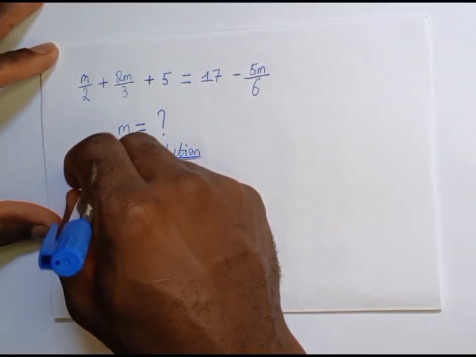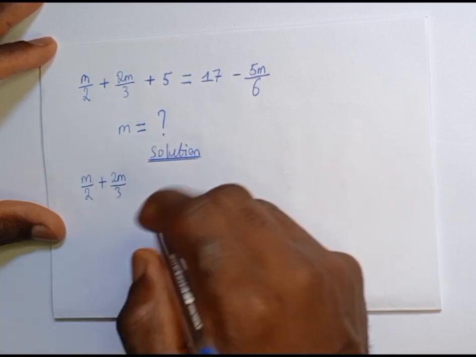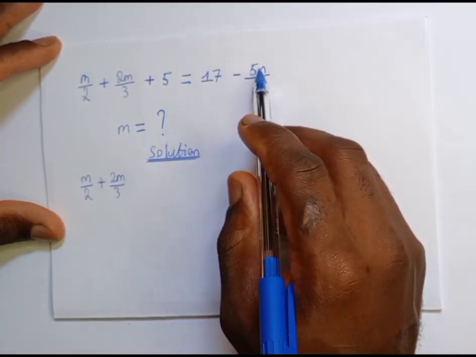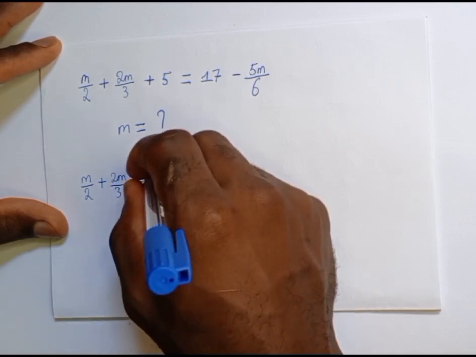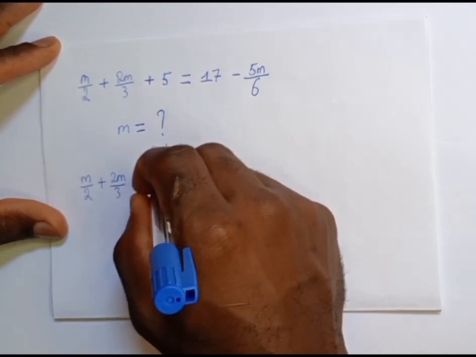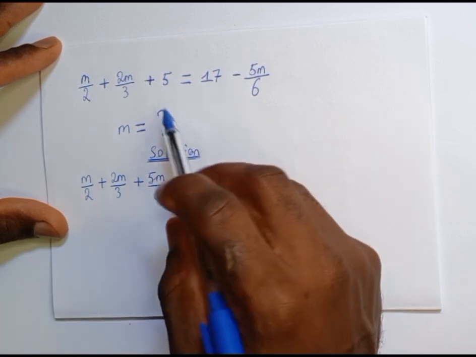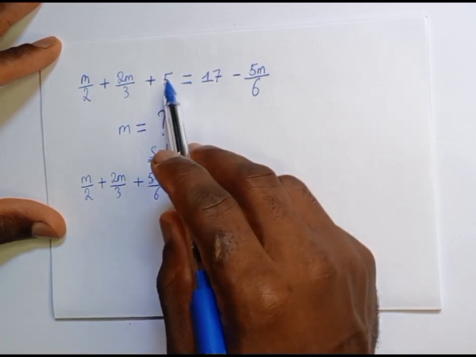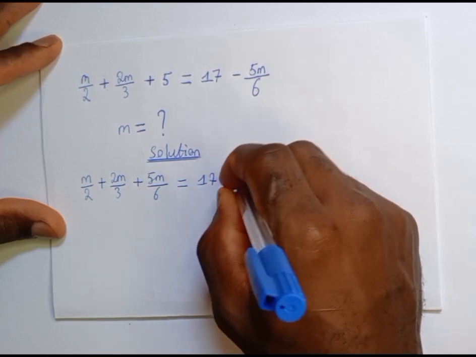This will give us m over 2 plus 2m over 3. We are going to transfer negative 5m over 6 to the left hand side. When it crosses, it becomes positive, plus 5m all over 6 is equal to 17. We are going to transfer 5 to the right hand side. When it crosses the equality sign, it becomes negative 5.